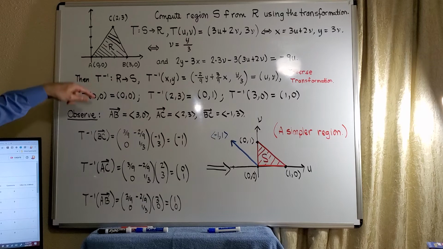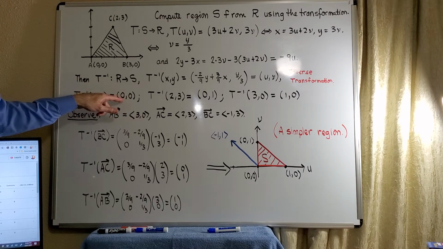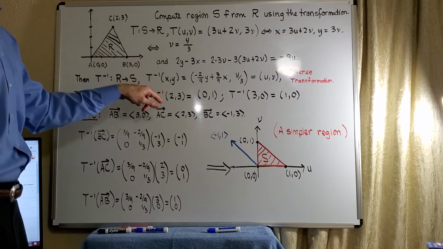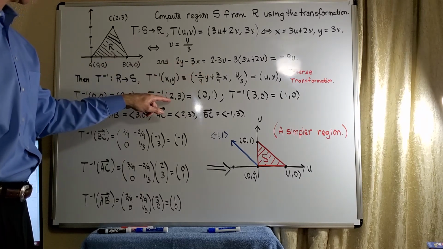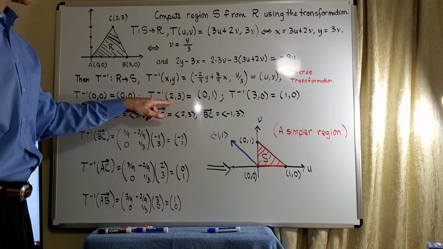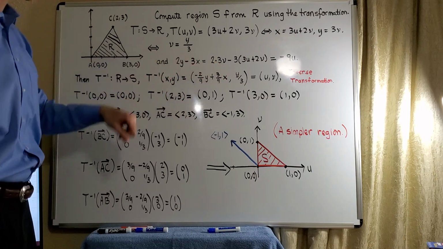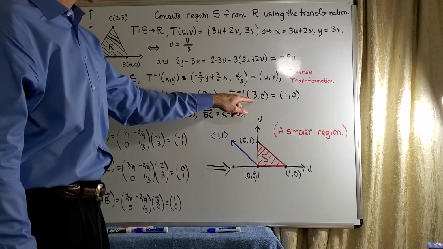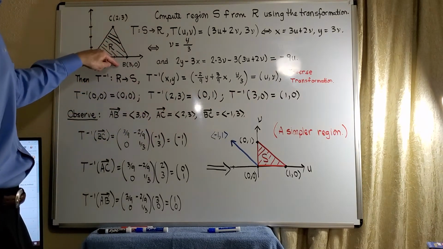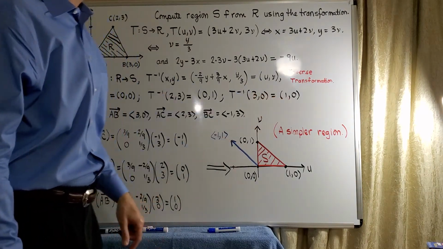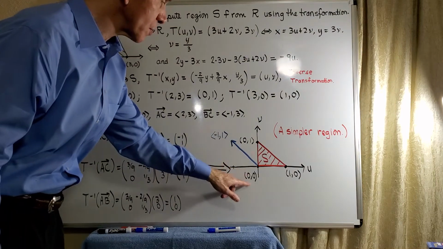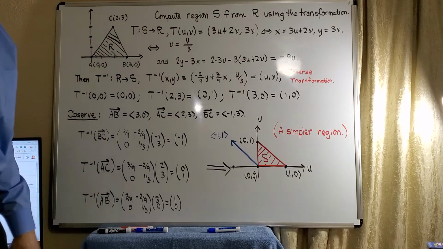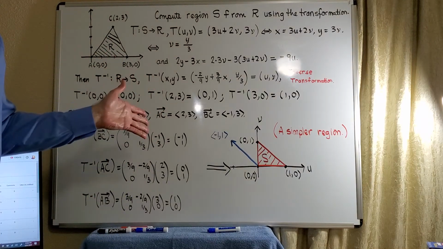So now we want to see what happens to 0, 0. So you replace x with 0, y with 0 here, and you get 0, 0. Now again, just using this formula, we want to see what happens to 2, 3. So you replace x with 2, y with 3. These are very simple computations. You get the point 0, 1. And if you replace x with 3 and y with 0, this point here, you get the point 1, 0. So you're thinking, okay, I've got 0, 0, 0, 1, 1, 0. That must be what I have because S has to be a triangle.